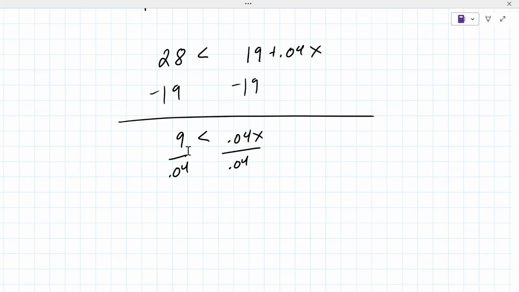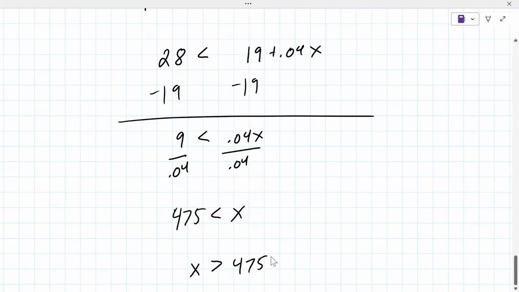I got 475. Okay. And this is a little bit odd because of the way it's written. You really want the variable to be on the left. The inequality has to still point in the same direction. See how to me it's pointing at the 475. It's now pointing at the 475.